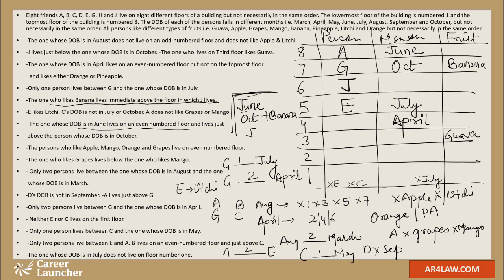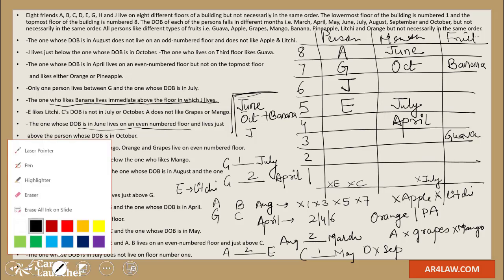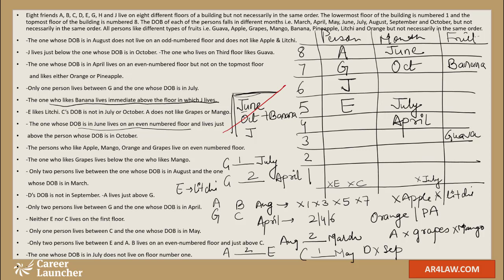So I have now used this data, and all of this data has been used so far. E likes lychee. That has been given as definite information. A does not like grapes or mangoes, so in fruit I have a negation with A: A does not like grapes and mango.